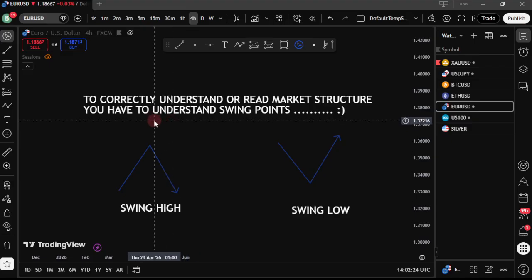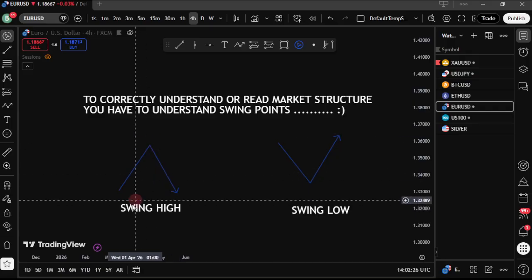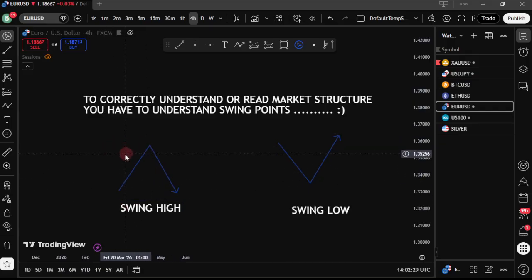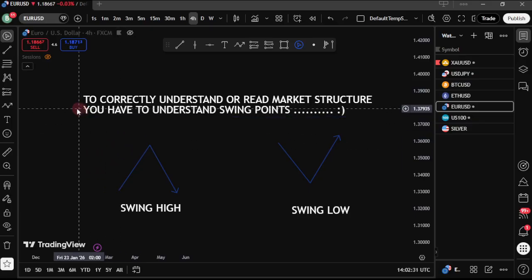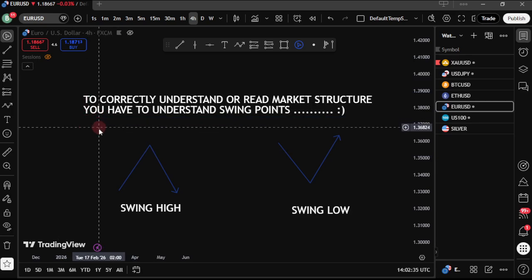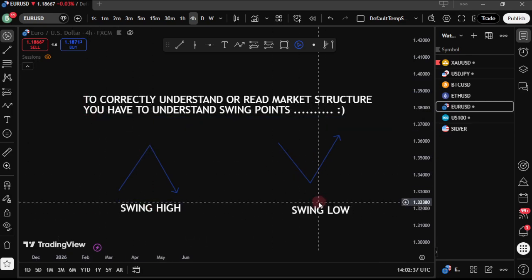The only way that you can understand the context of the market is by understanding swing highs and swing lows. So to correctly understand or read market structure, you have to understand swing points, a swing high and a swing low.